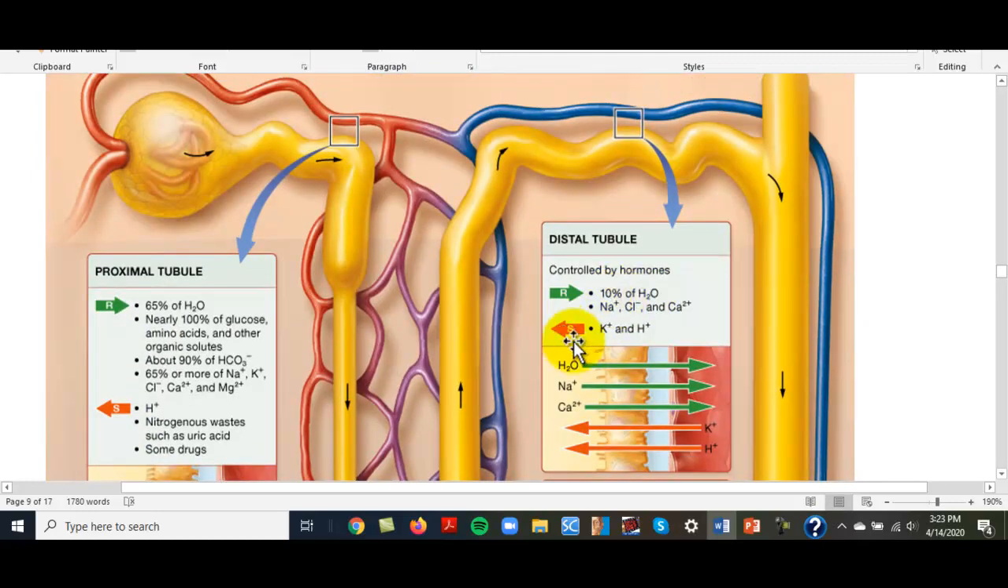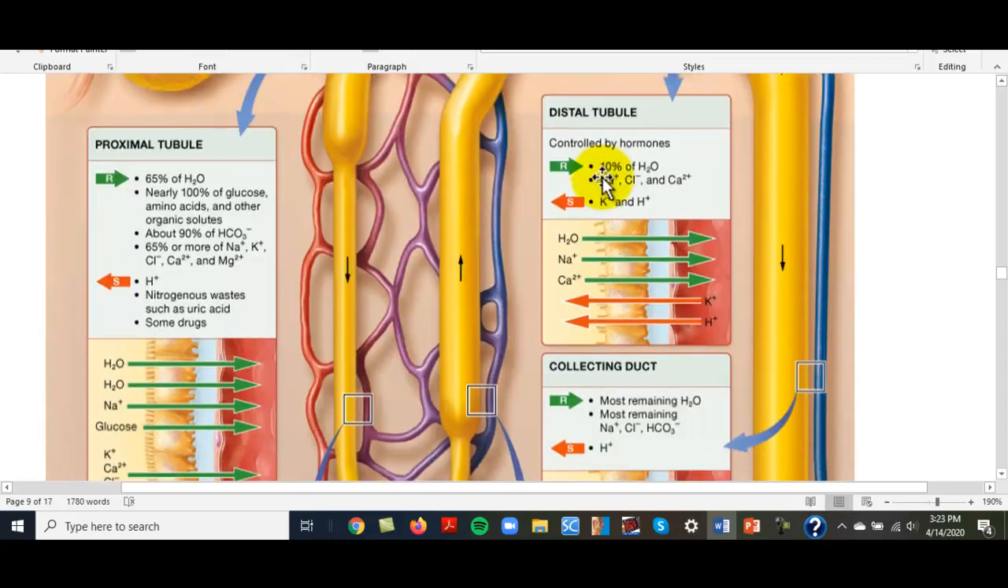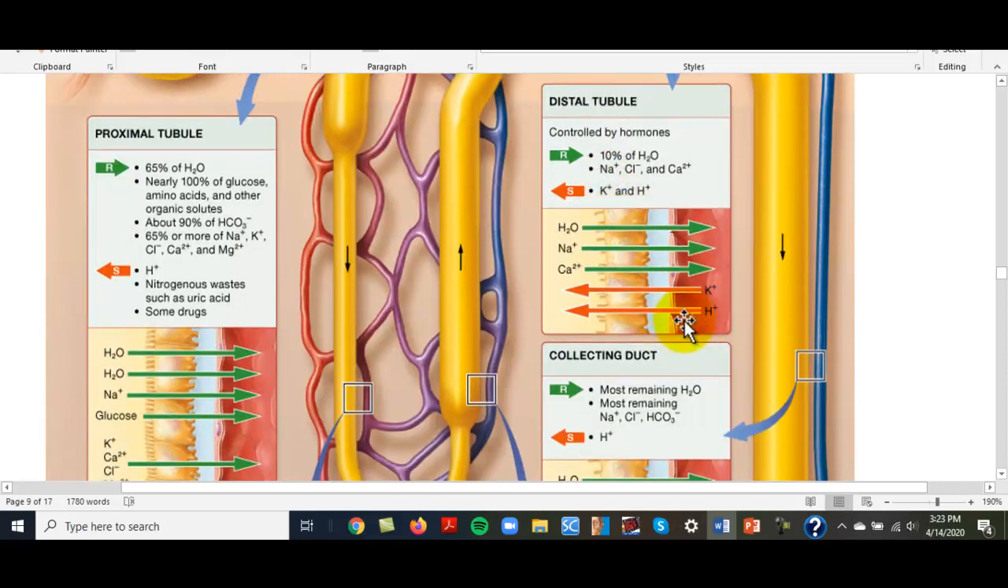And it's kind of showing this here. It's a little confusing, but it's going from the blood. See that? It's actually moving into this area. You can see that there's some more hydrogen ions going into the renal tubules. It's the way that the kidneys can control or help control acid-base balance of blood.